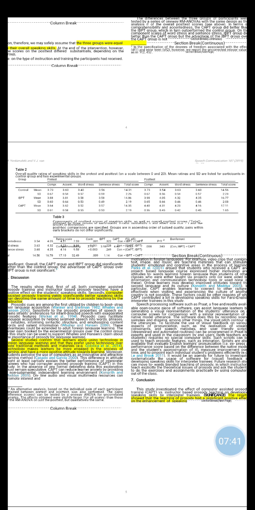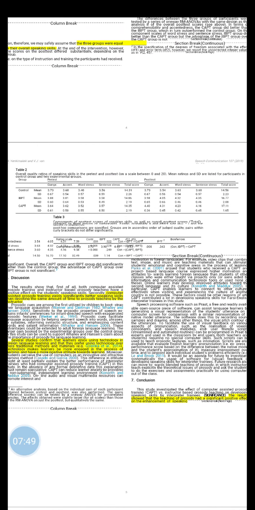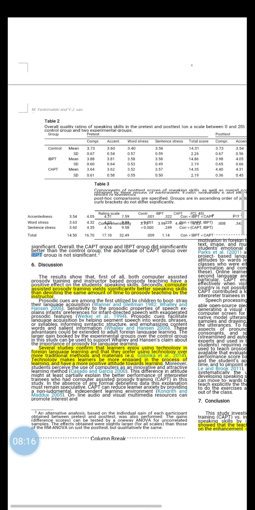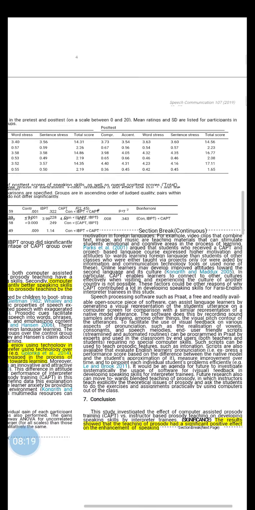Based on their instruction and then results and their interpretation and analysis, the result is that computer assisted prosody training contributes better results in the speaking skill of students rather than instructor based. This is because students prefer to enjoy the technology and they are more motivated, more engaged in their process of learning, and they have a more positive attitude towards the learning, especially in the speaking skill.